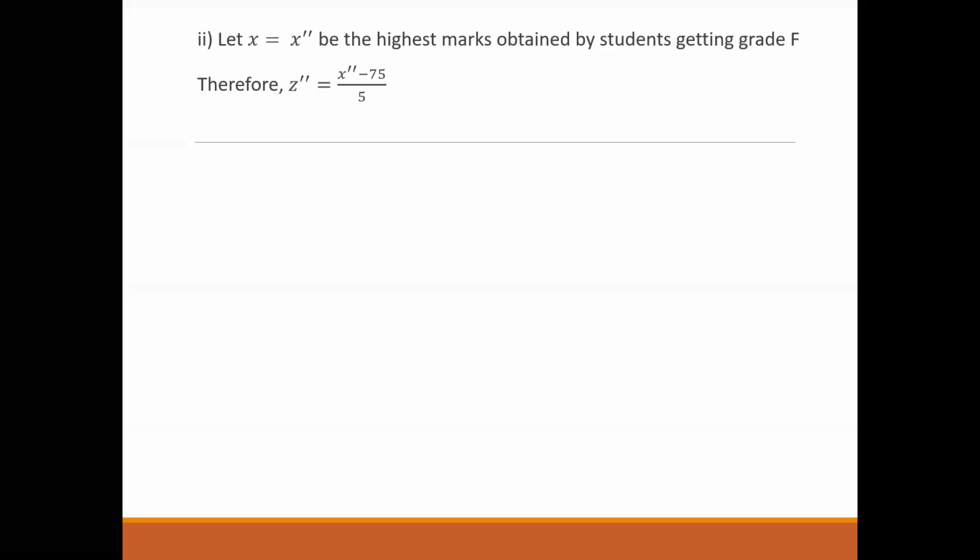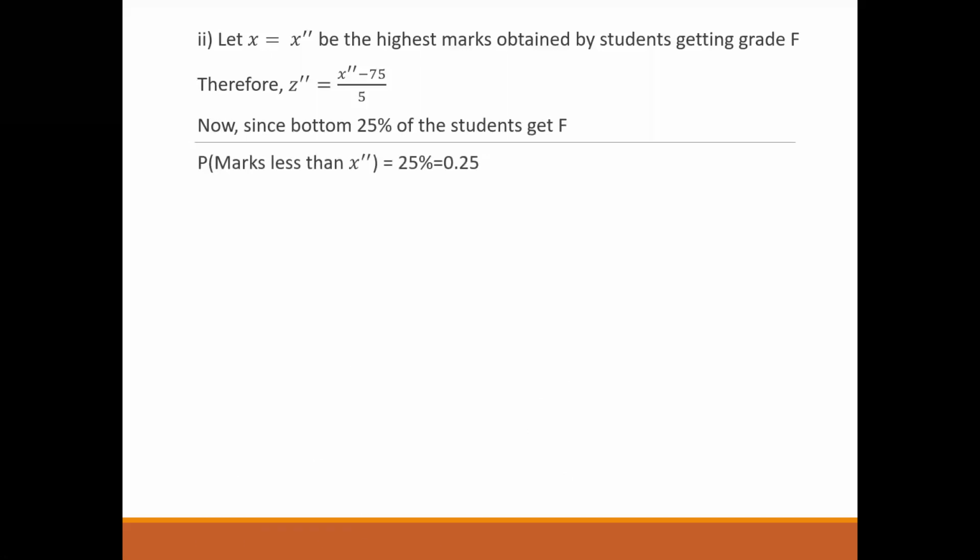What will be the probability? P(marks less than x"). Okay, so for 25%, it will be like this. 25% can be equal to 0.25, that is 25 upon 100.